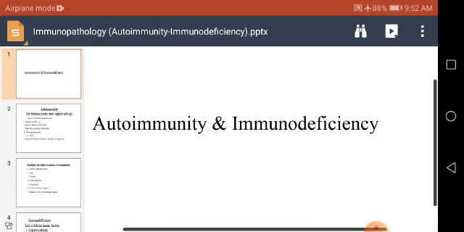This immunology lecture is a continuation of the immunopathological diseases. We talked previously about hypersensitivity reactions. In this lecture, we are going to talk about autoimmunity and immunodeficiency.